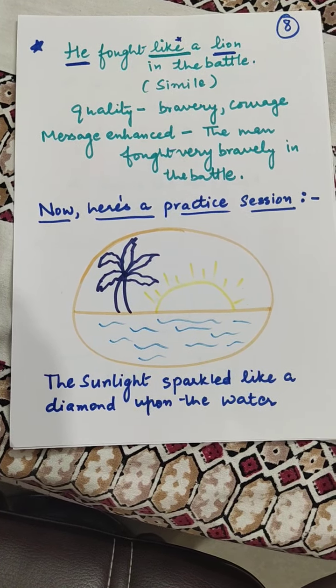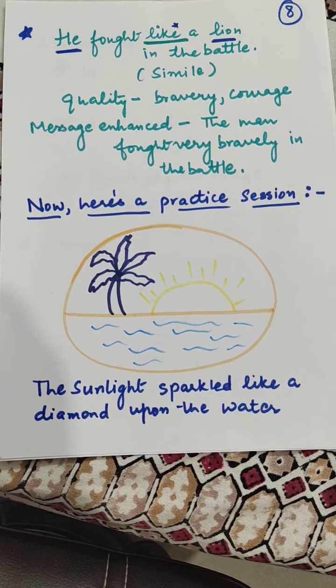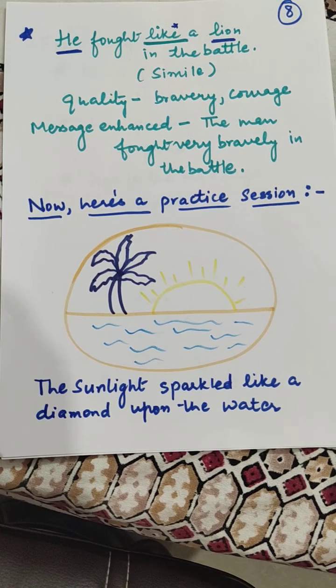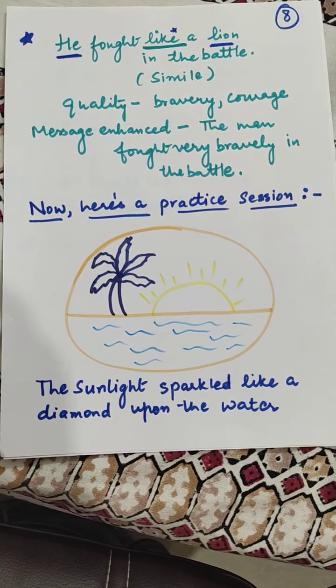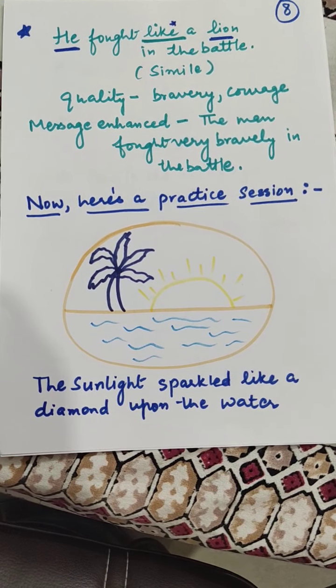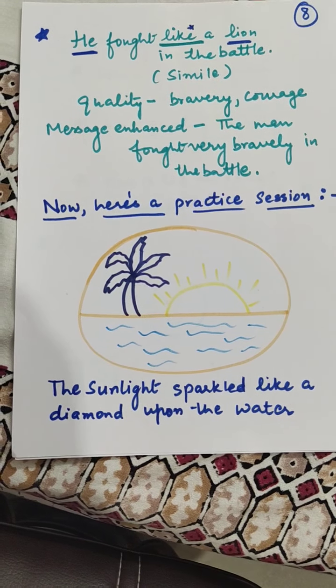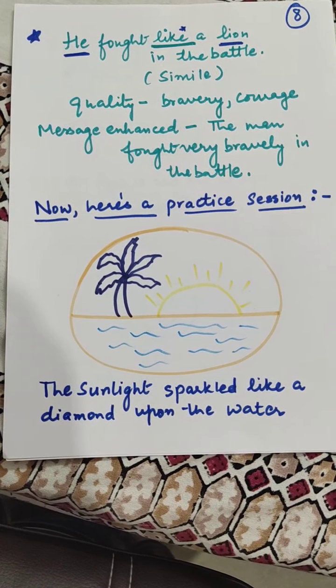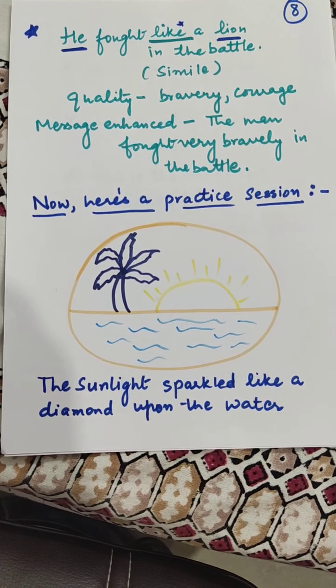Now, here is a practice session for you. The sunlight sparkled like a diamond upon the water. Right? Now, it may seem very simple. The writer would have simply said the sunlight was very bright. He could also have said the sunlight was shining. But he purposely said the sunlight sparkled like a diamond upon the water.